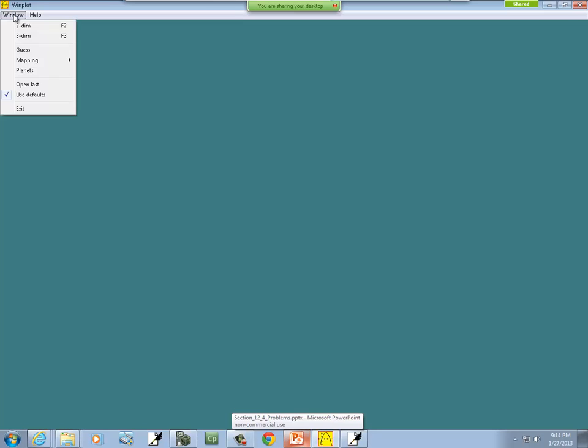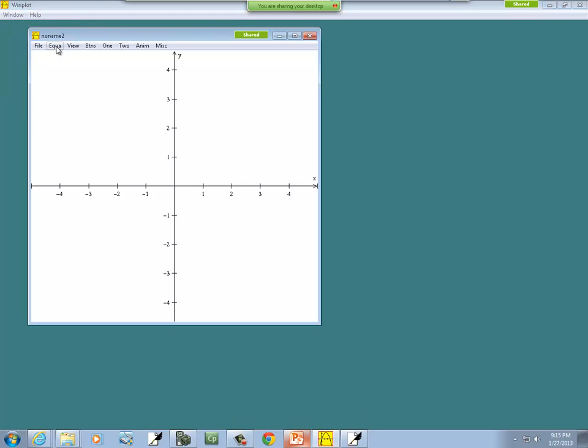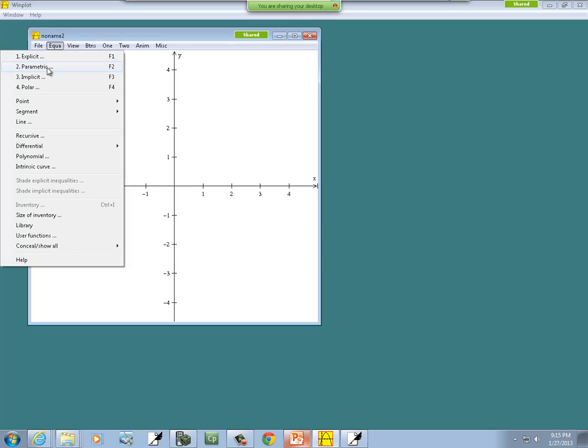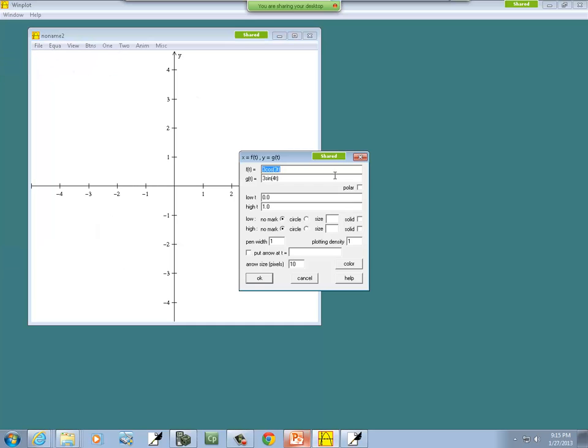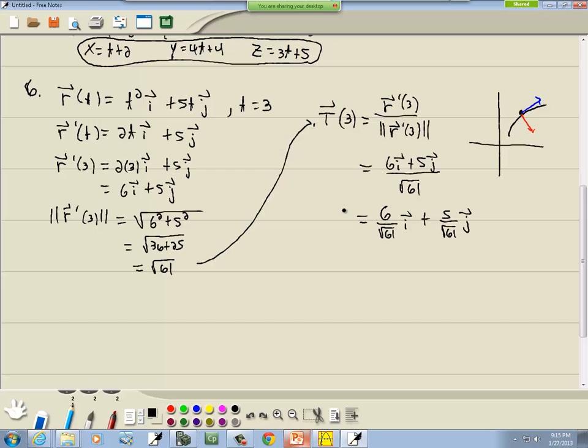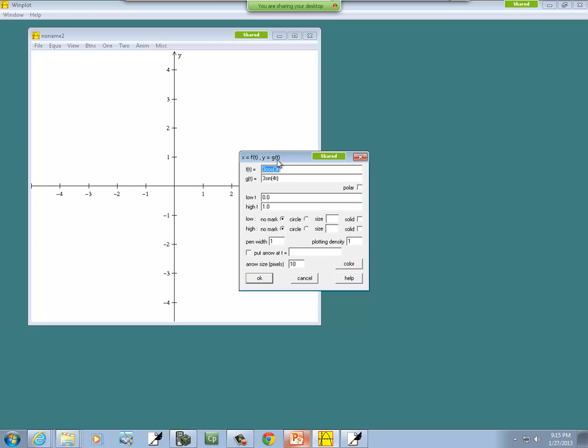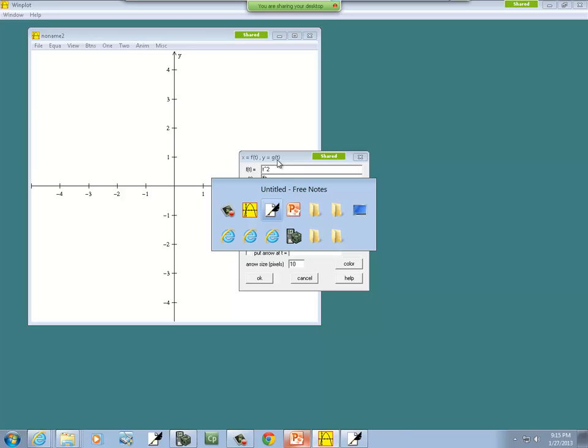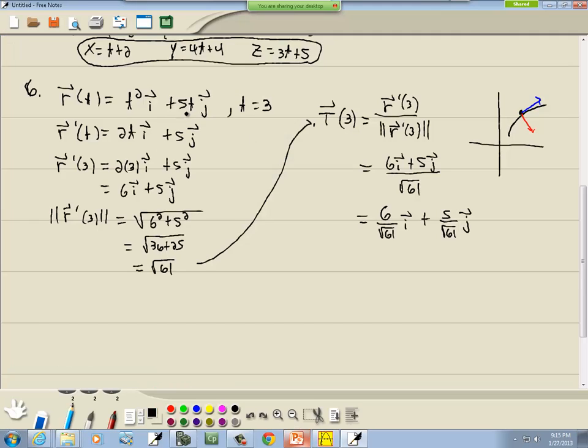So I come here, and I know you can't see this, it's pretty small. I'm choosing window, choose 2 dimensions. And I'm choosing equation, and I'm choosing the second one, parametric. Now for f of t, I'm going to put in t squared, what's before my i. So I got t, and then I'll put caret 2, and then I'll tab down to g of t, and I'm going to put in 5t. So that's what's in for our j.